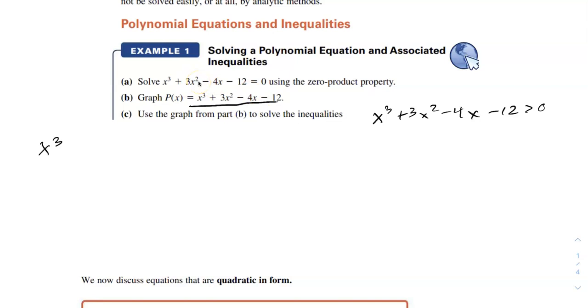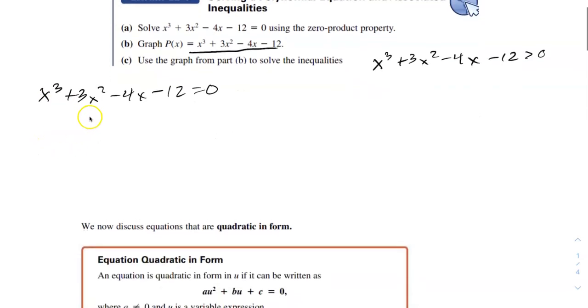Okay, so let's start out just by solving this problem here. x cubed plus 3x squared minus 4x minus 12 equals 0. It is an x cubed, so I can't just use the quadratic formula. But I could factor it. Anytime you have more than a trinomial, like right here we have 4 terms, you want to factor by grouping. So we're going to group the last two and the first two.